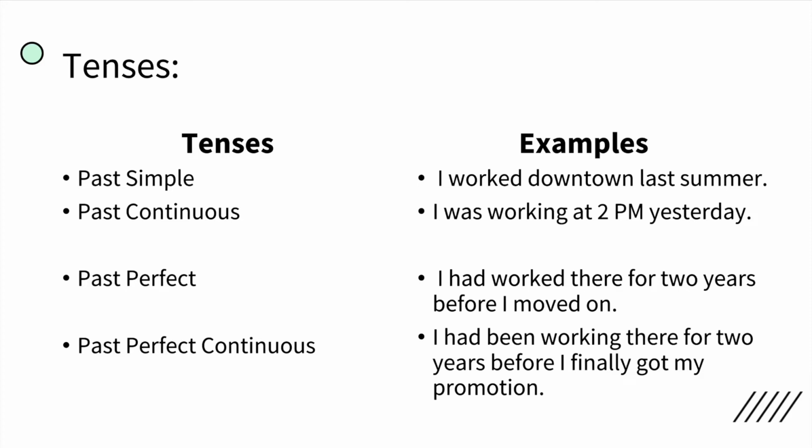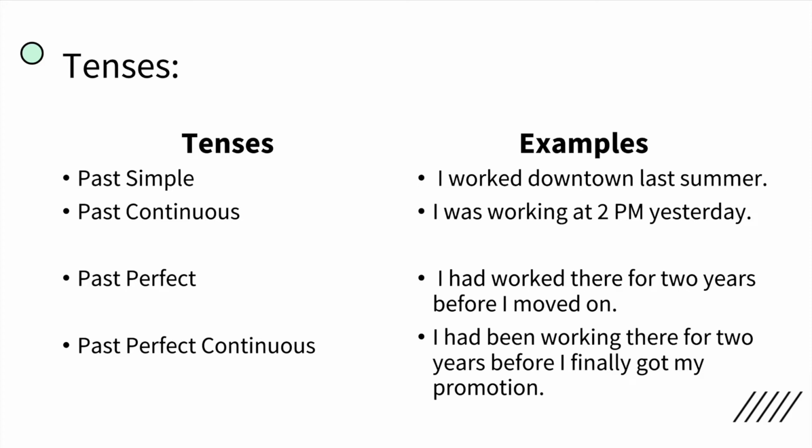We have the past continuous. I was working at 2 p.m. yesterday. This describes a continuing action at some point in the past, and sometimes it can get interrupted by the simple past. For example, I was having dinner when the phone rang.